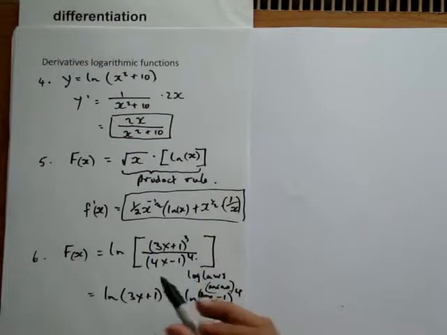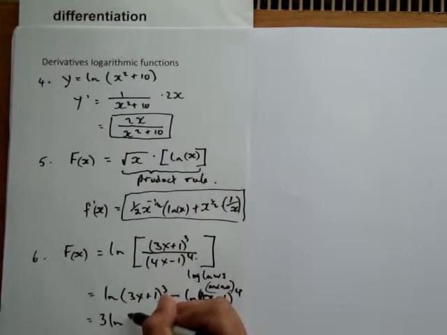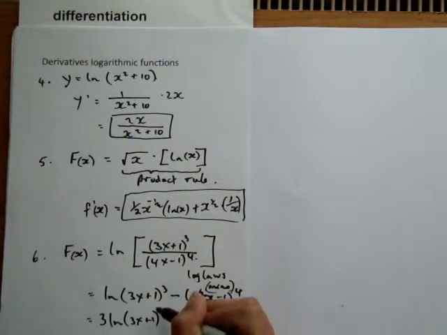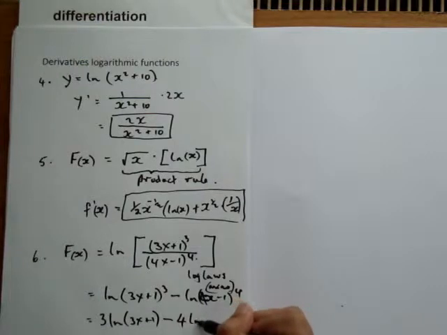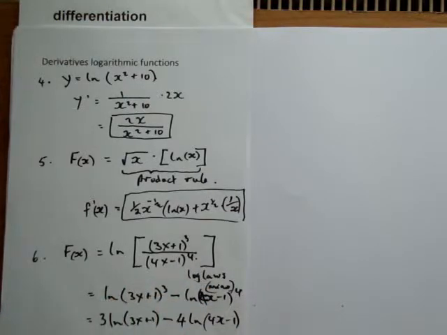Now, using the laws of logarithms again, we can bring the 3 to the other side. So this becomes 3 natural log 3x plus 1 minus 4 natural log 4x minus 1. So we just brought the 4 down, brought the 3 down.